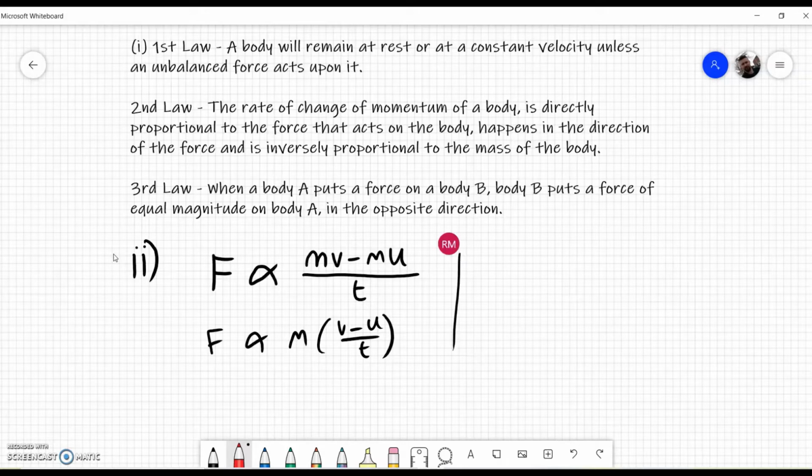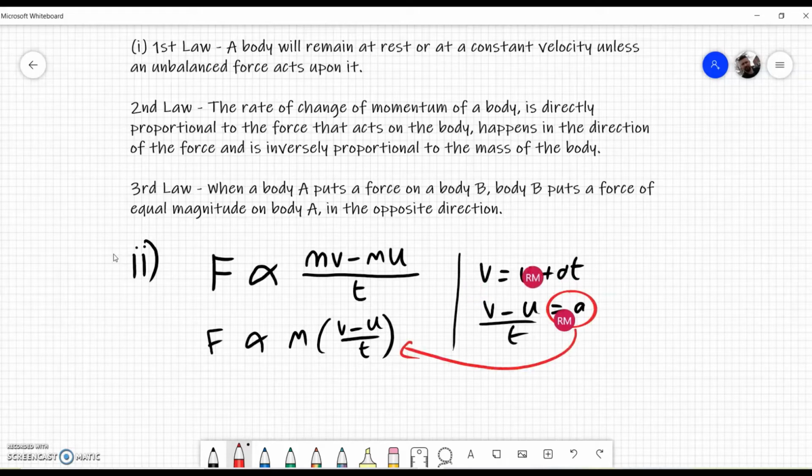And if I look at my first equation of motion, v is equal to u plus at. If I rearrange that, that gives me v minus u is equal to at. And if I divide this by t and I divide this by t, those two actually will cancel out. That tells me that what I have inside my brackets I can swap in for a. So now I can write this as F is proportional to ma.